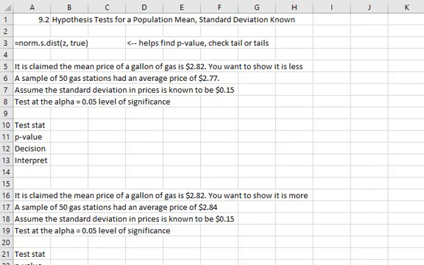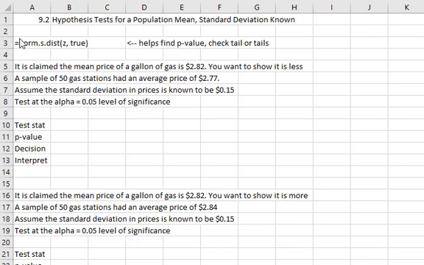We're going to do a hypothesis test for a population mean where we know the population standard deviation. Just like with confidence intervals, if we know the population standard deviation, we can use the normal distribution. And what we're usually most interested in finding is that p-value, so we can compare it to alpha.